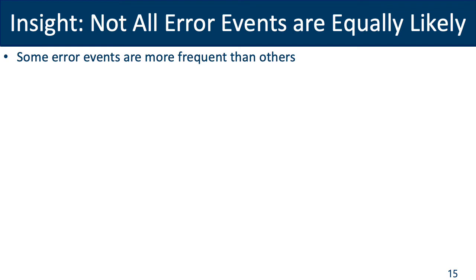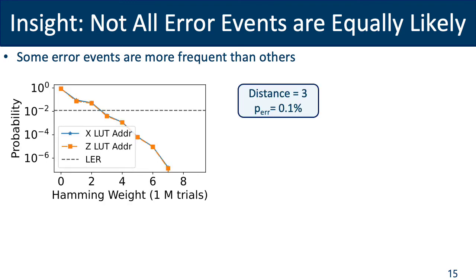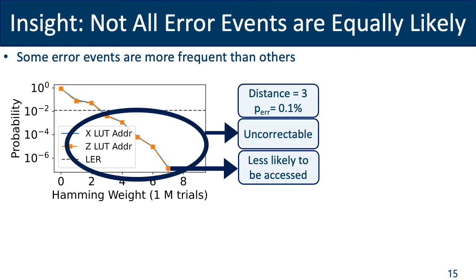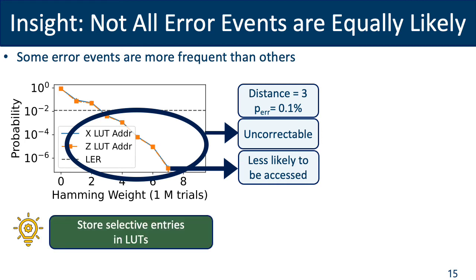Our goal is to reduce this memory complexity, and our insight is that not all error events are equally likely. For instance, if we look at the Hamming weight of the memory addresses accessed over 1 million trials for a distance 3 decoder using 2 syndrome rounds for decoding, we observe that addresses with large Hamming weights such as 7 or 8 are seldom accessed. Moreover, error detection events occurring with moderate Hamming weights anyway lead to uncorrectable faults and appear with probability less than the logical error rate. So we only need to have some selective entries in the lookup tables and not all entries.